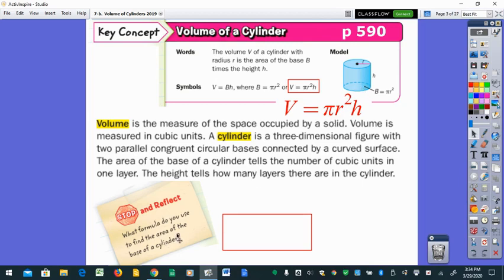So what formula do you use to find the area of the base of the cylinder? It's our area of a circle, pi r squared. Again, with volume we're trying to figure out how much stuff fits in the can. Like, what's the measure of space that's inside the cylinder?